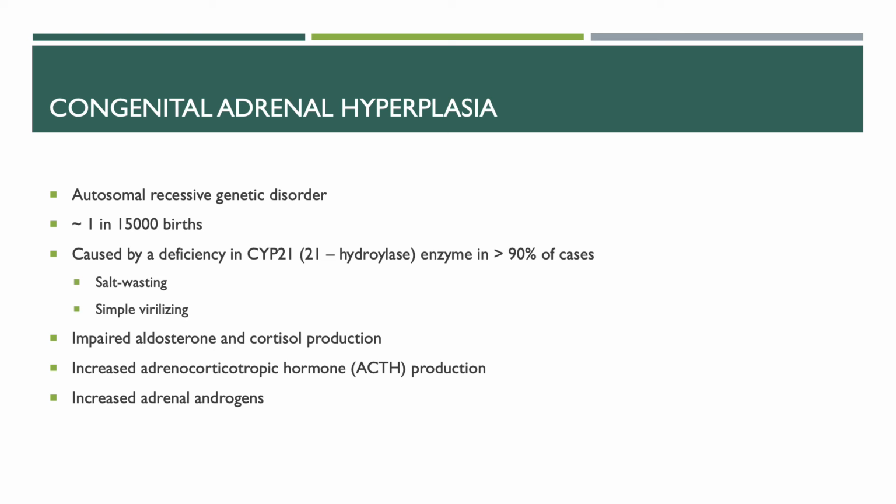There are two subtypes of the classical type. The first is the salt-wasting type, as our patient had. This means that the body is unable to make enough aldosterone to retain sodium, and therefore there is too much sodium lost in the urine. This is life-threatening if not treated, which makes early diagnosis very crucial.